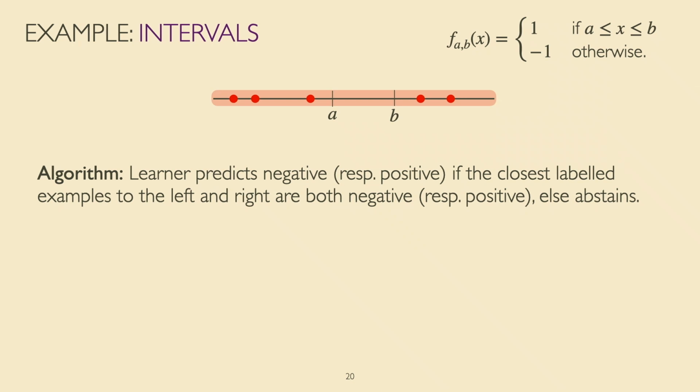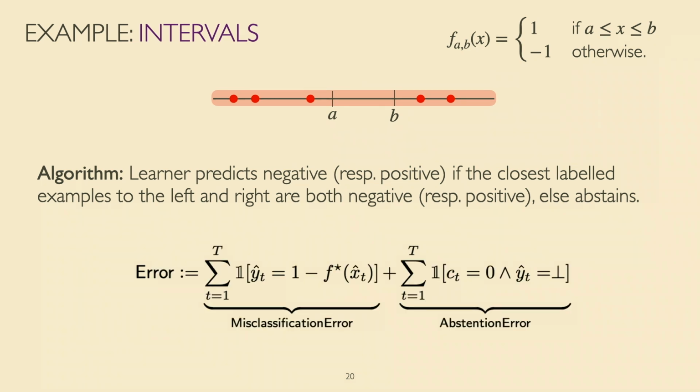What can you do? A simple algorithm you can think about is that whenever you are in between two negative examples, predict negative. Whenever you're between two positive examples, predict positive. And when you're between a negative and a positive, abstain. So in this example, I'm going to just predict negative everywhere. With this strategy, the misclassification error will not be 0, because there are going to be some positive examples, maybe the adversary puts them in or maybe the true distribution has them, and I'm going to make an error.